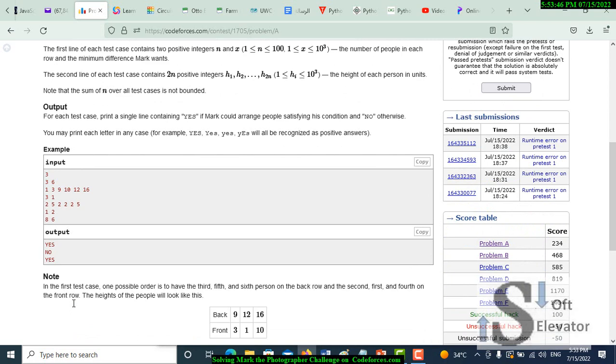So we have the output. The output will be yes or no. Yes if Mark could arrange people satisfying the condition, and no otherwise. So in this case, in the second test, the heights are 2, 5, 3, 2 and 5. So there is one equal to the other one. So we have 4 at the same level, no difference by 1. Okay, let's see the solution.